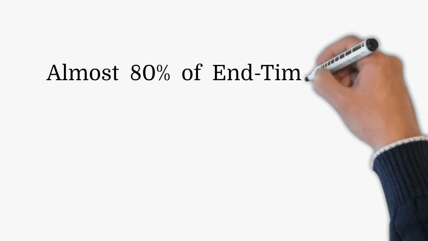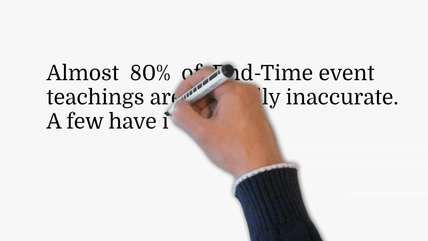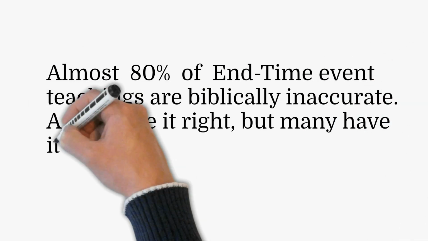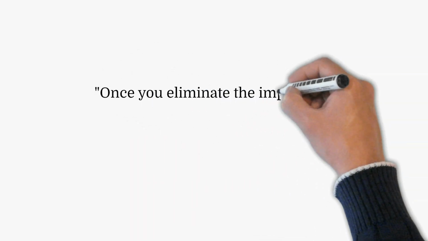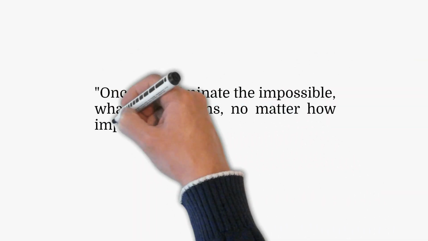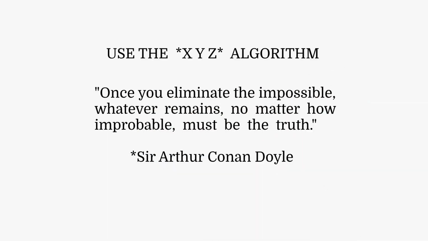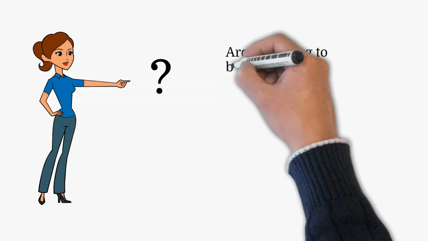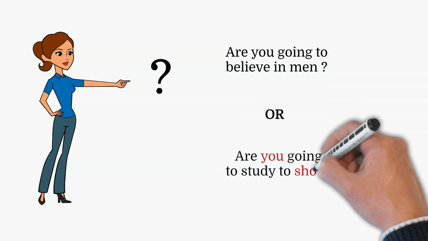Once you grasp the power of the Xyz algorithm, you will begin to realize about 80% of what is taught about end-time prophecy is biblically inaccurate. Once you eliminate the impossible, whatever remains, no matter how improbable, must be the truth. So, the question is, are you going to continue to believe in the doctrines of men, or are you going to do the math?